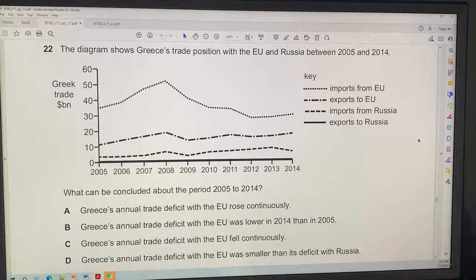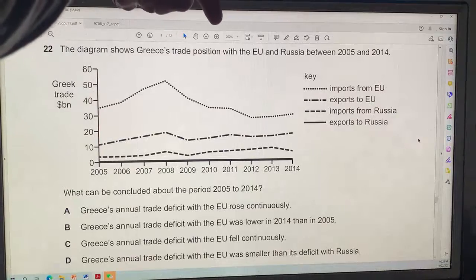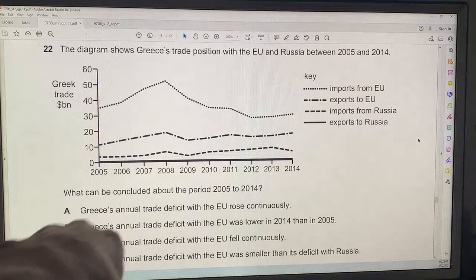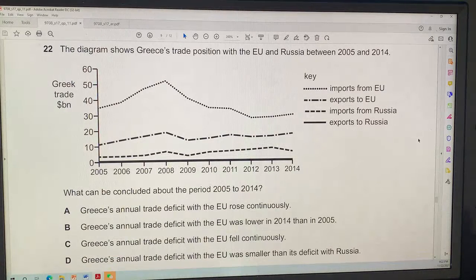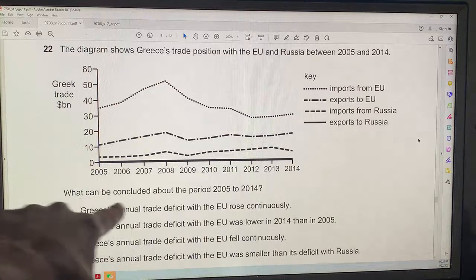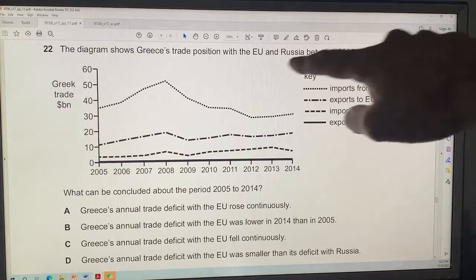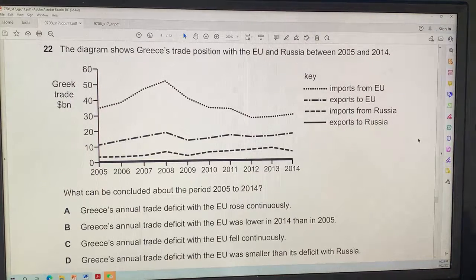Hey, here's question 22. It's huge because I increased it to 200%. And oh gosh, here's one of those questions. Usually have to look at all the answers. Let's see. What can be concluded about the period 2005 to 2014? This is about Greece and their trade with EU and Russia. Okay.